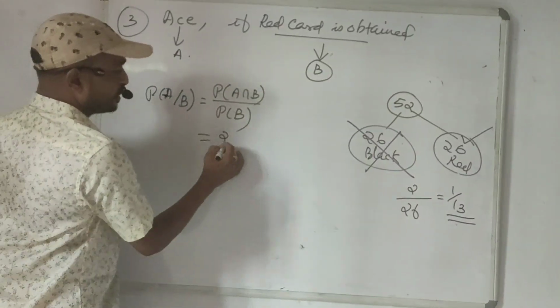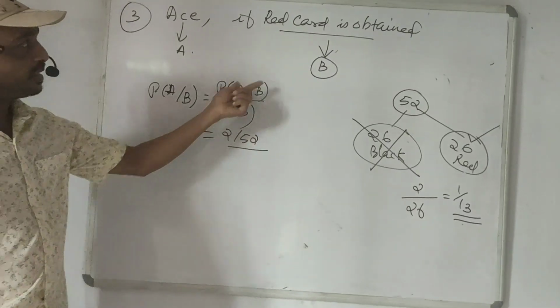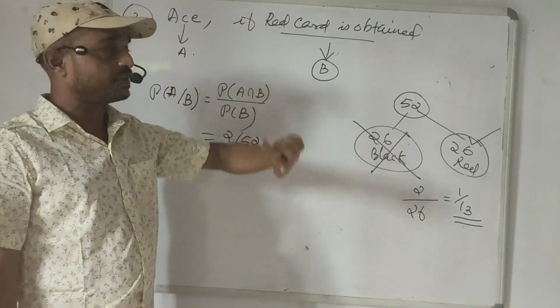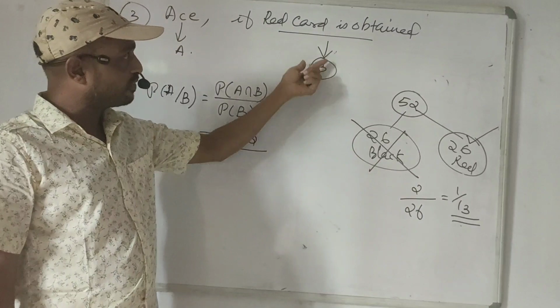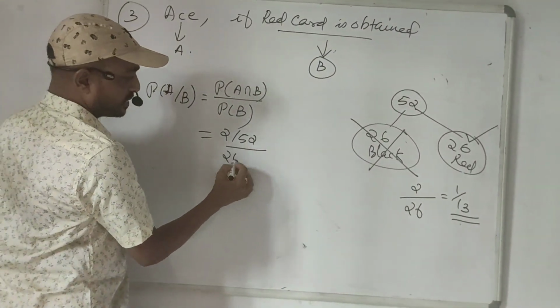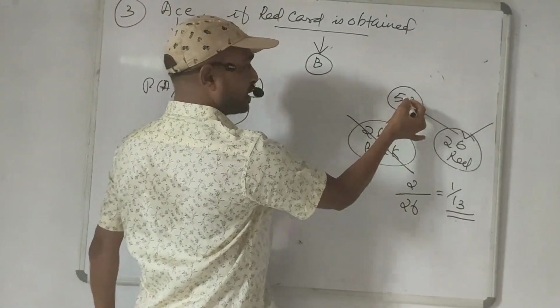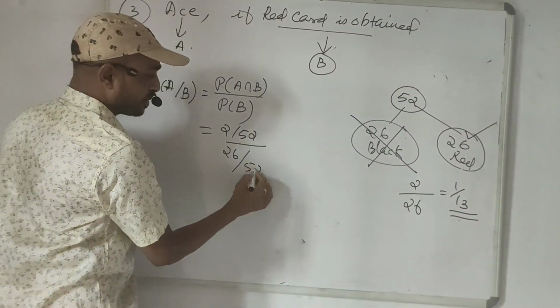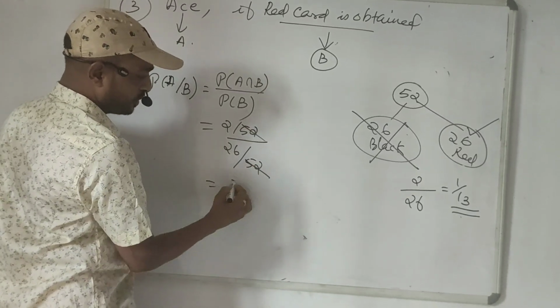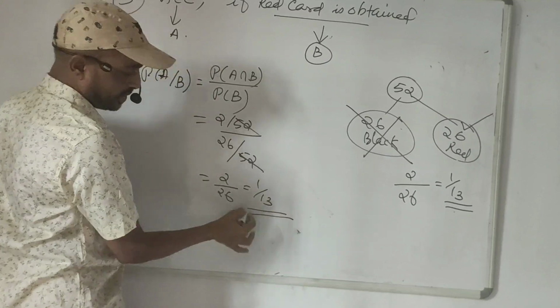So 2 by 52, divided by P of B. P of B means probability of obtaining a red card. What is the probability of obtaining a red card? Total number of red cards 26, divided by total number of cards, 52. So cancelling 52, we have 2 by 26, that is 1 by 13.